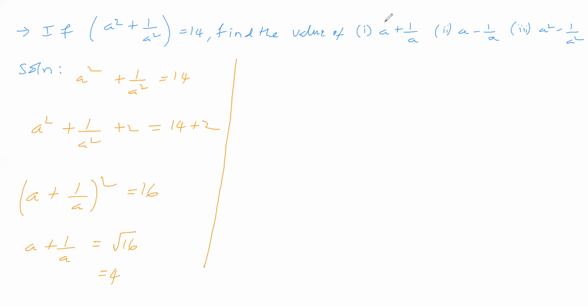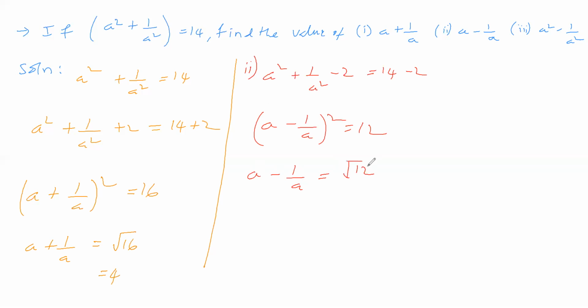So next we will see the second subdivision. As per the second subdivision, we will take this a square plus 1 by a square is equal to 14. Now here we want minus, so we have to make this in the form of a minus b whole square. So you keep minus 2 on both sides. Then we can say a minus 1 by a whole square is equal to 12. Therefore, a minus 1 by a is equal to square root of 12, and square root of 12 we can write as 2 into square root of 3.